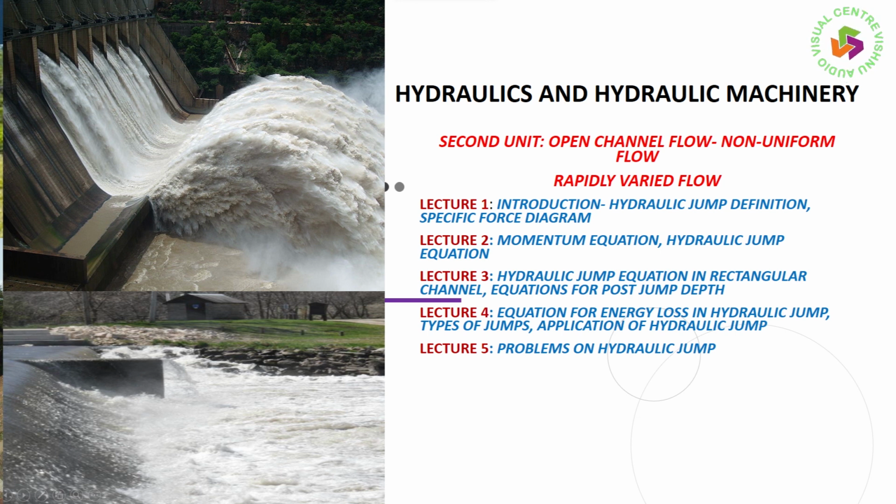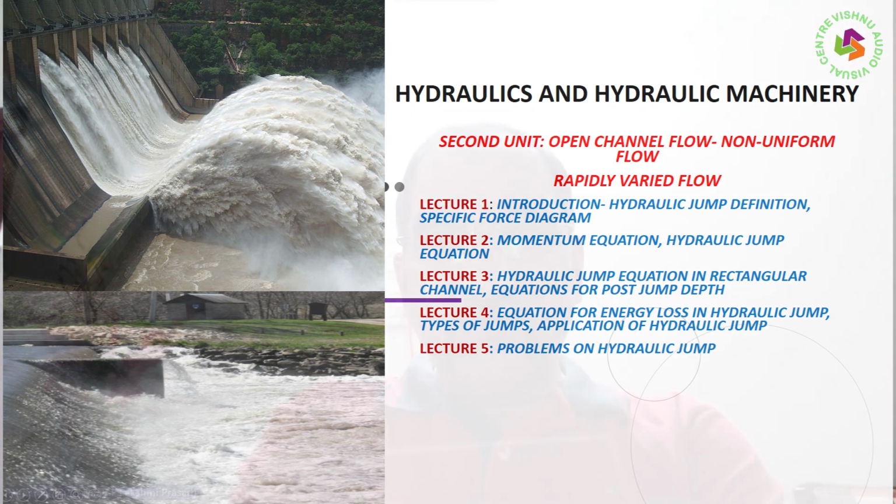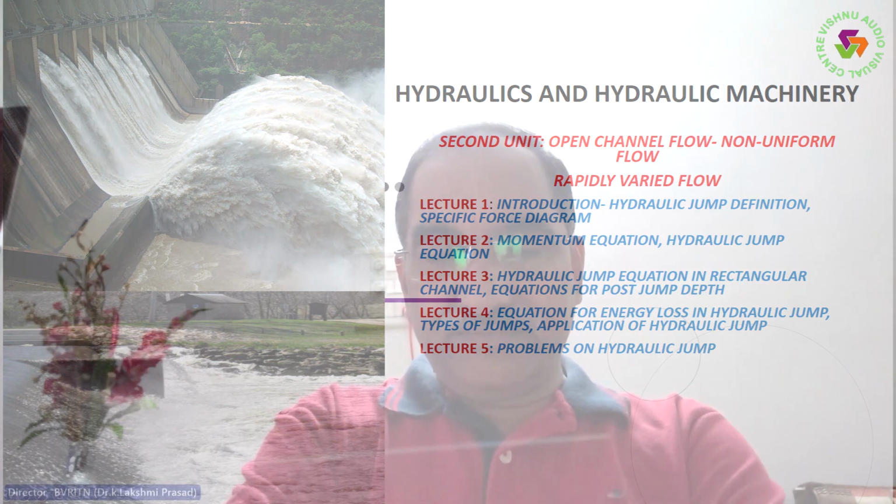Then I told you what the water surface profiles are, what is meant by M curves, S curves, C curves, H curves, A curves. Then I showed you how to calculate the length of the water surface profile. So these are the various topics that I have dealt with, followed by problems. So we have completed one part.